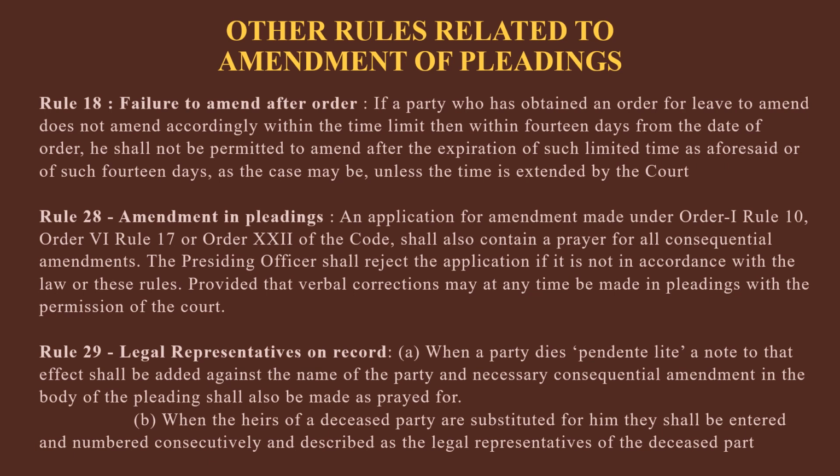Rule 29 provides for the legal representatives on the record. It states that when a party dies, then the effect shall be added against the name of the parties, and necessary consequential amendment in the body of the pleading shall also be made as prayed for. When the heirs of the deceased party are substituted for him, they shall be entered and numbered consecutively and described as legal representatives of the deceased.